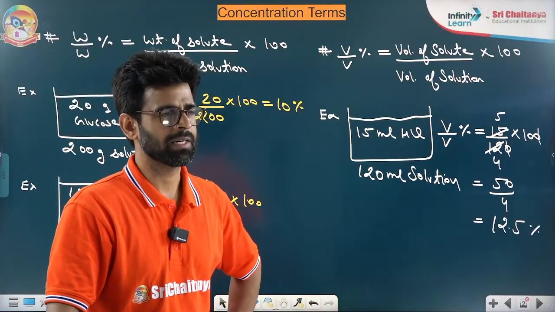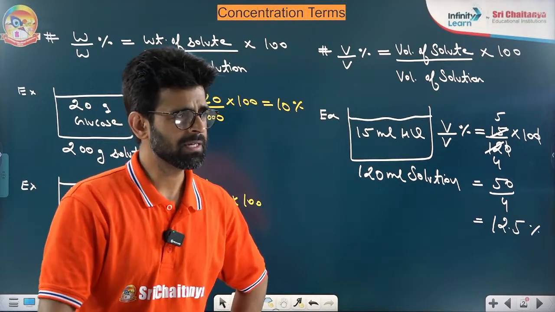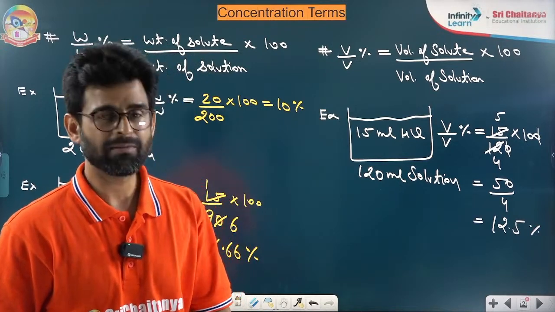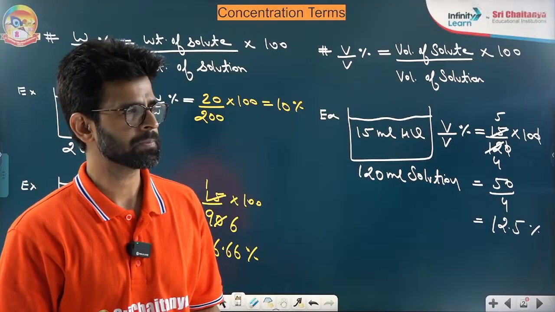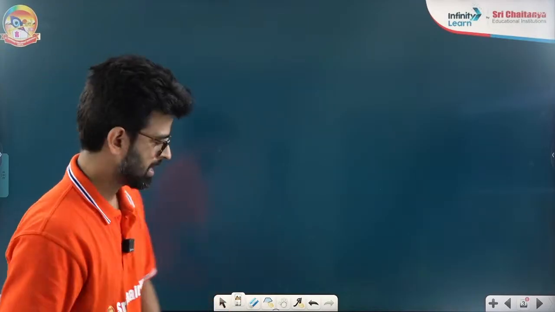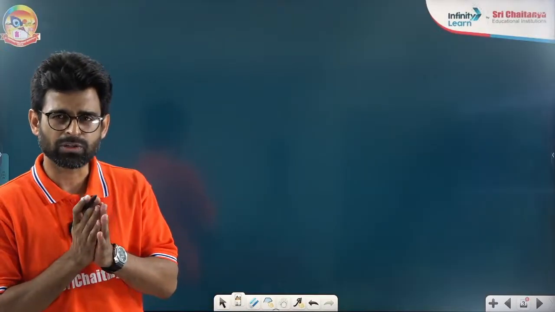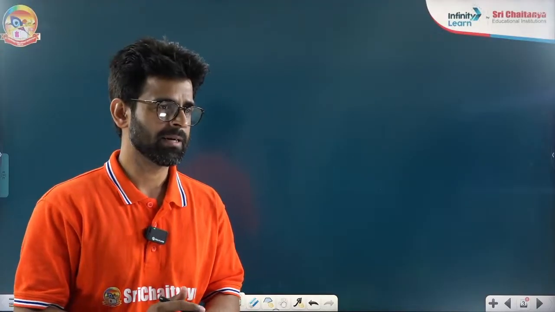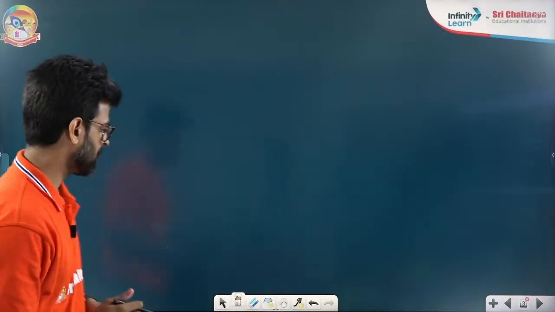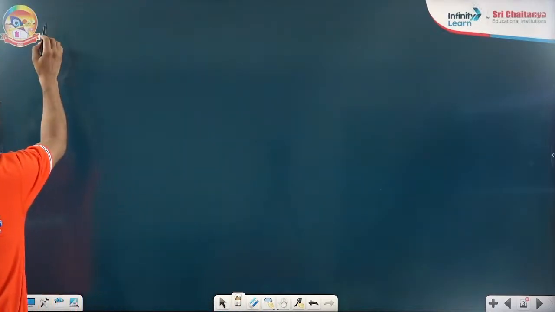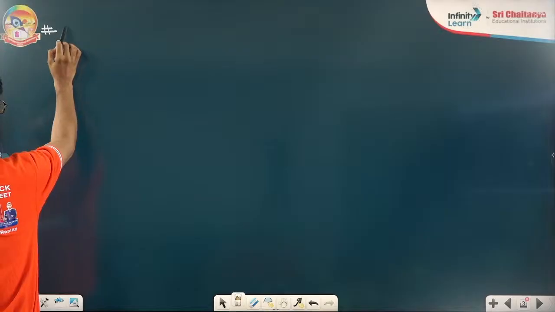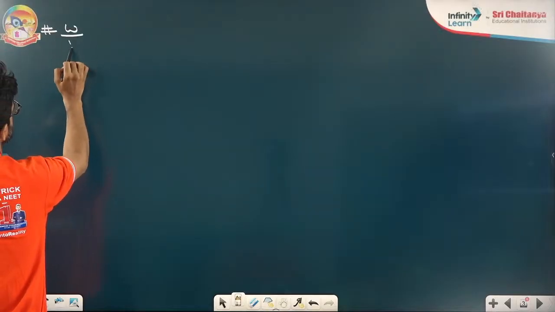I am taking the third one. That is weight by volume, okay? There is less chance of a direct question from these terms, but these terms will be used in the next terms like molarity, normality, mole fraction, right? So the next term I am taking here is weight by volume percentage.